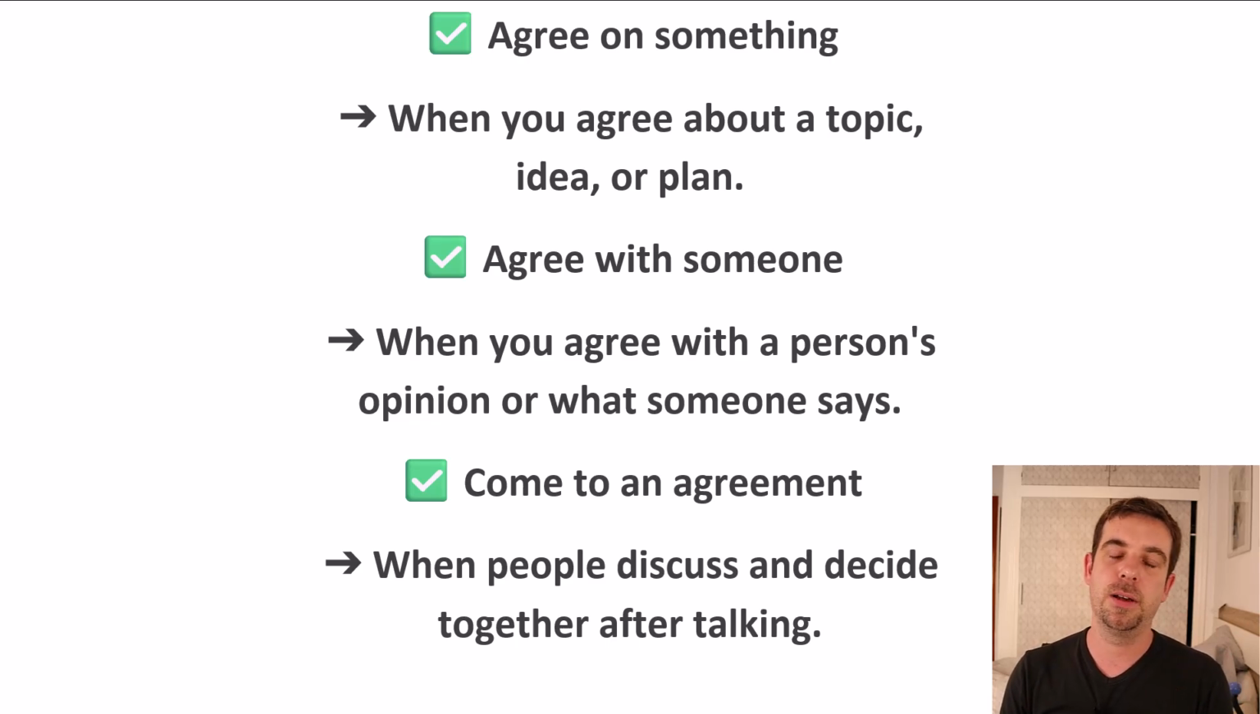But the idea if we all agree on something is that we have this plan for the app, for the deployment, so we agree on this idea. But you can have different opinions about the idea. And then finally, come to an agreement. That is when people discuss and talk and decide together, okay, we have an agreement, we come to an agreement.